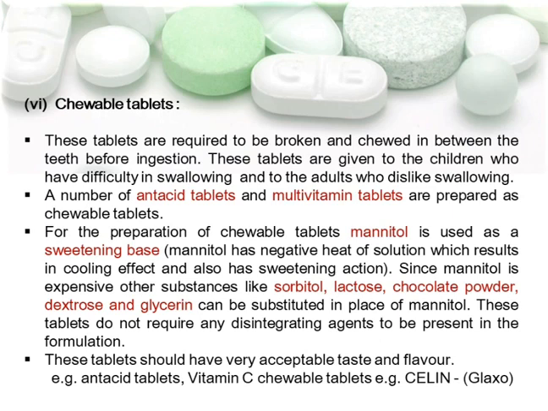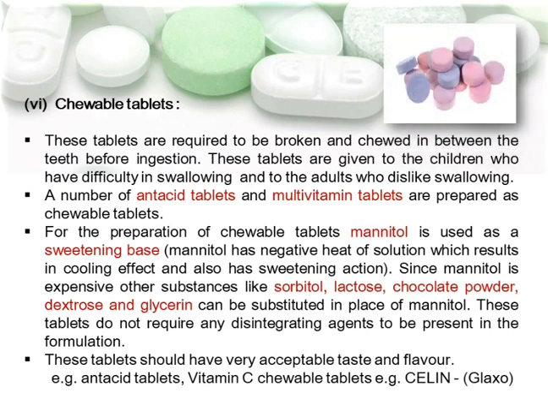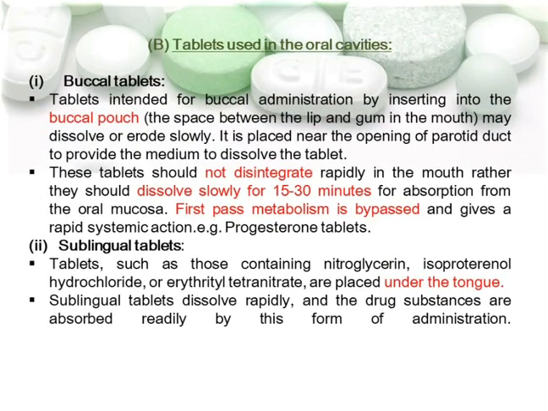For the preparation of chewable tablets, mannitol is used as a sweetening base. Mannitol has a negative heat of solution which results in a cooling effect and also has a sweetening action. Since mannitol is expensive, other substances like sorbitol, lactose, chocolate powder, dextrose and glycerin can be substituted in place of mannitol. These tablets do not require any disintegrating agent to be present in the formulation. These tablets should have a very acceptable taste and flavor. Antacid tablets, vitamin C chewable tablets, these are given as chewable tablets. You can see here.